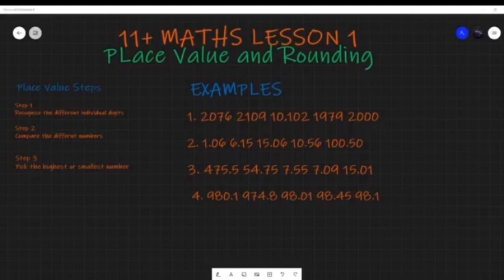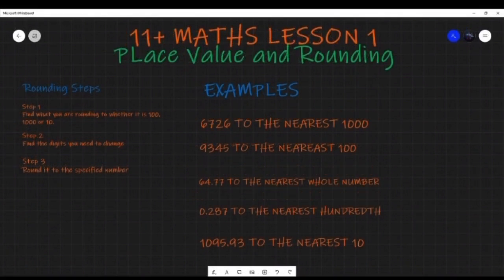Okay, so now we're going to have a look at rounding. Rounding is easy, not as easy as place value, but you need place value to be able to round. So they intertwine, which is why we've combined the lessons together. So rounding is 3 simple steps to be able to do any sort of rounding in the exam. It's quite simple. It's just to find out what the rounding is.